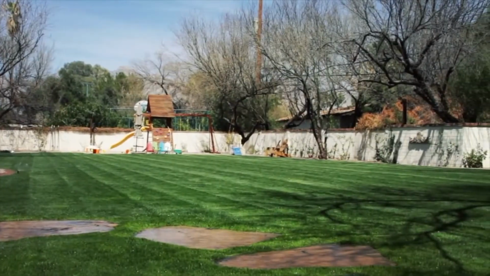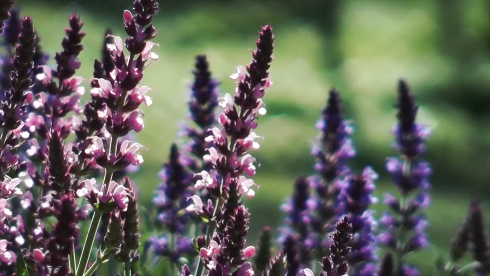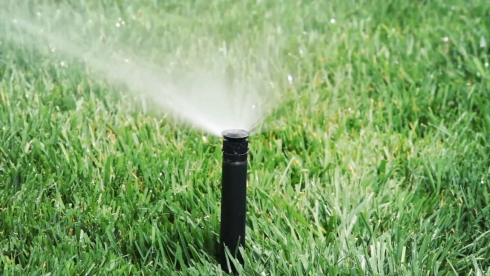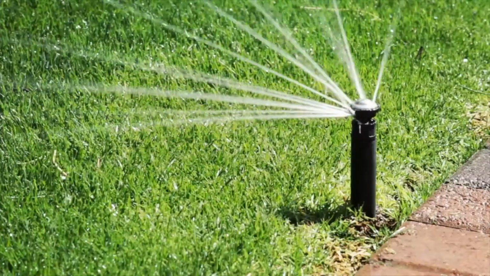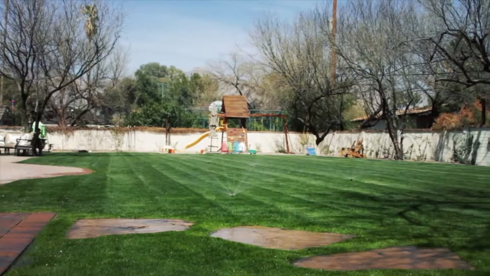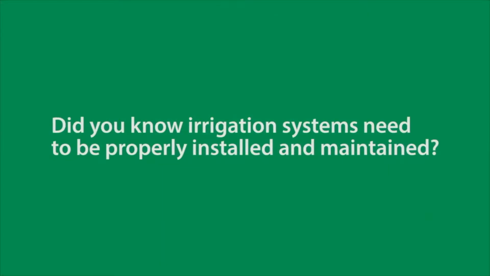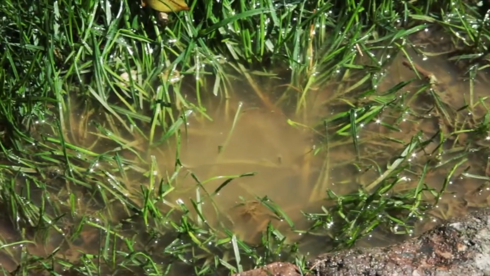Everyone enjoys a beautiful landscape, but keeping your lawn and plants healthy takes regular watering. One of the easiest ways to do this is with an automatic underground irrigation system. You control exactly when, where, and how much water is applied, ensuring that you water as efficiently as possible. But did you know irrigation systems need to be properly installed and maintained? If not, they can waste a lot of precious water.